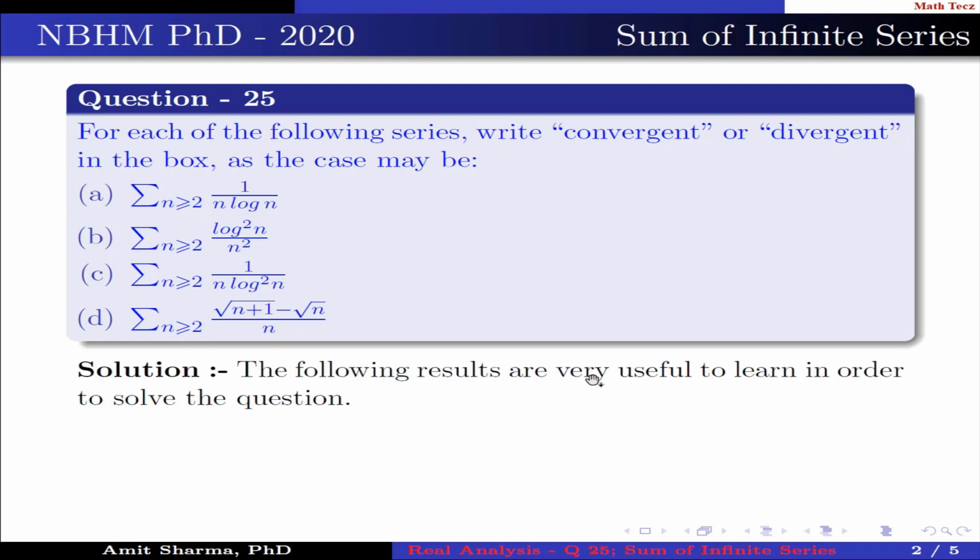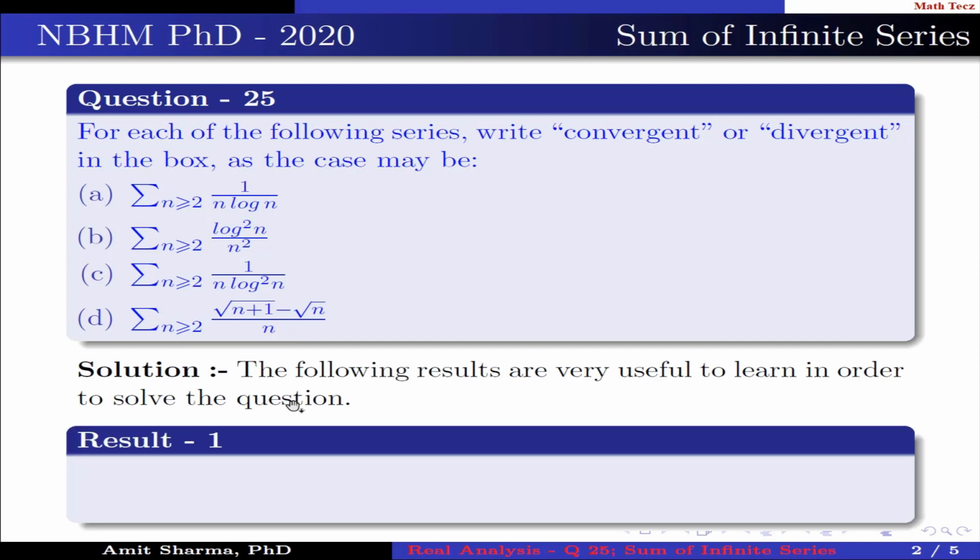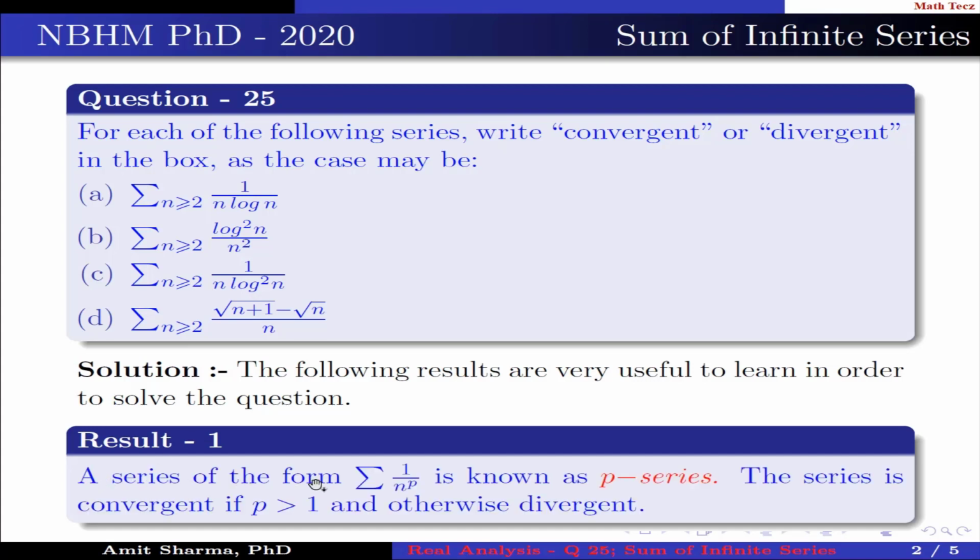The following results are very useful to learn in order to solve the question. Result number 1. A series of the form summation 1 upon n to the power p is known as p series. The series is convergent if p is greater than 1 and otherwise divergent.